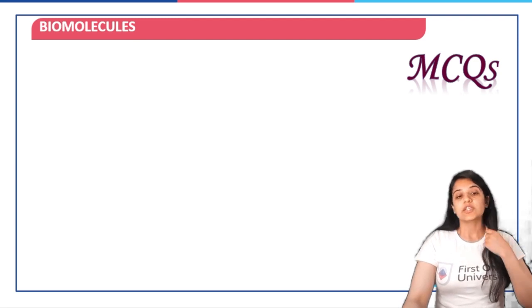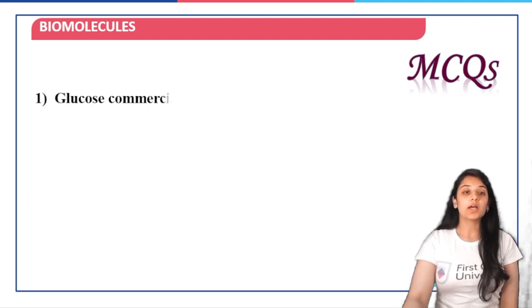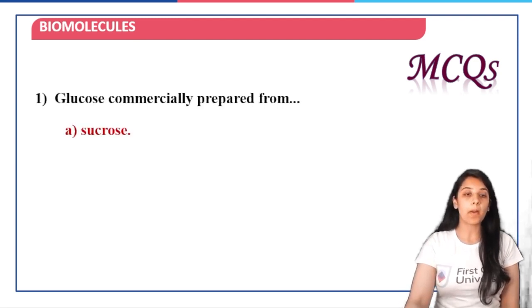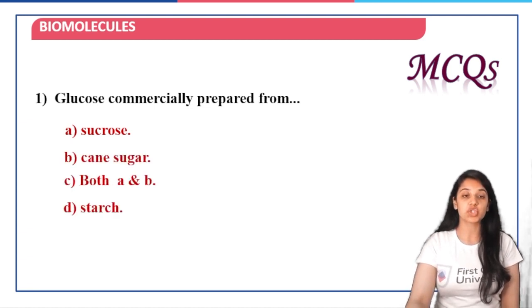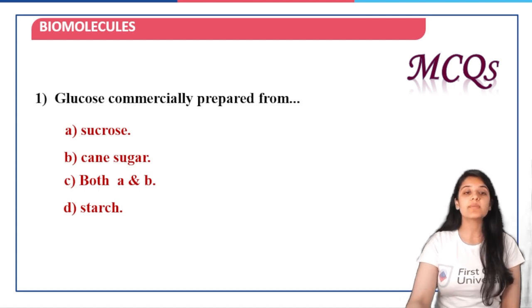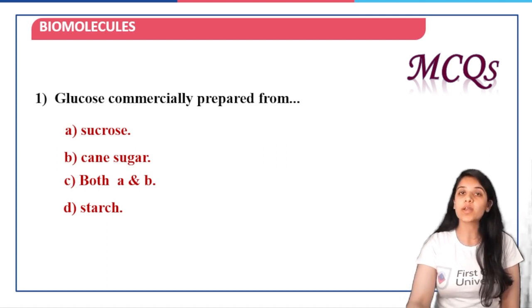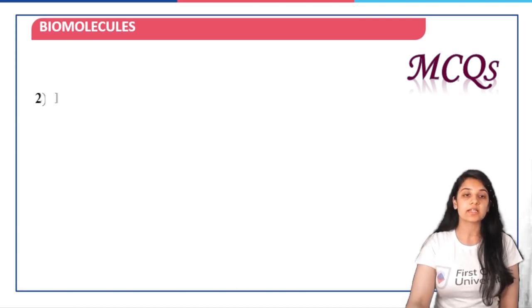Now, based on this, let's quickly have a look at a few MCQs. Glucose is commercially prepared from sucrose, cane sugar, both, or starch. So we have seen that the laboratory method involves the use of sucrose or cane sugar, but the commercial method involves the use of starch. So option D is the correct answer.